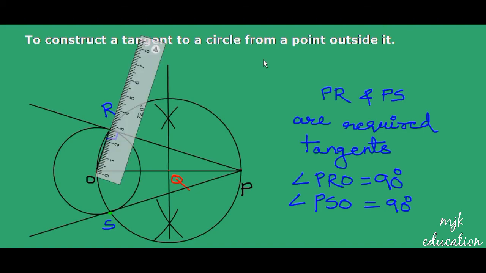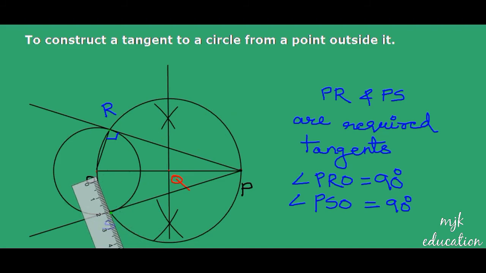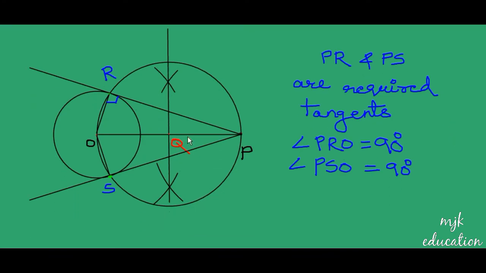So to draw that, again do the same thing. Take the scale, point at point O and this S, join it very carefully and see that angle PSO is 90 degrees. I hope you have learned.